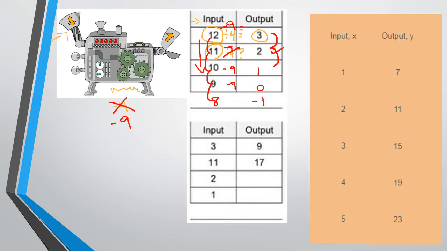Okay, let's look at our next input-output machine here. What do you think they did to the 3 to turn it into a 9? Well, maybe times 3, but that's not what they did here. That doesn't work. 11 times 3 is not 17. So maybe it's adding. Maybe they added 6. That works. And adding 6 works there too, so we just keep on going and we're adding 6 every time. 1 plus 6 is 7.